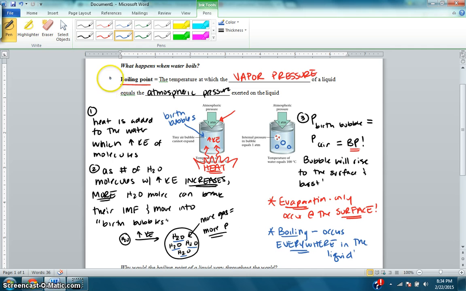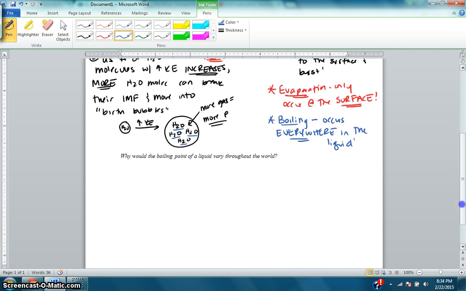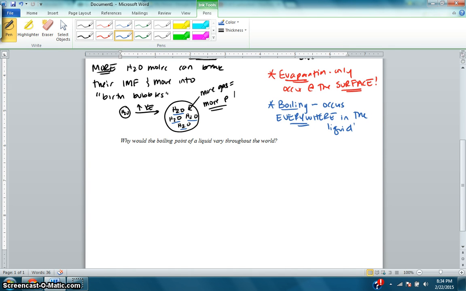Now, if we look at this definition here, which is a really important one, you definitely want to make sure you highlight, star, circle, underline it. It's the temperature where the vapor pressure of the liquid equals the atmospheric pressure exerted on the liquid. Now, the boiling point is not going to be the same everywhere on the planet. If you look on the side of a box of pasta or some baked goods, it will always have directions for baking at altitude. So let's start by talking about that.